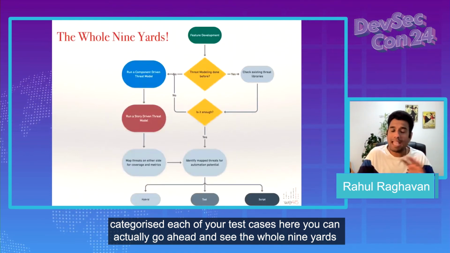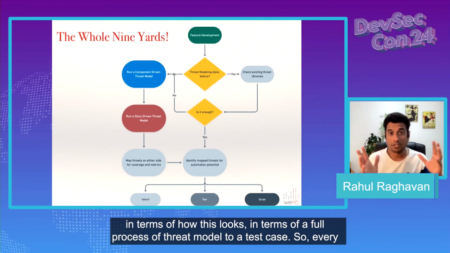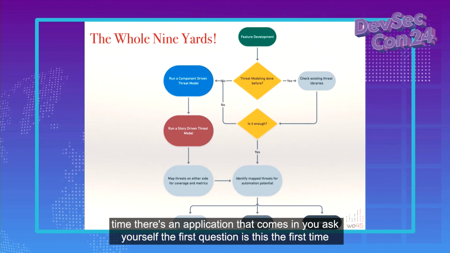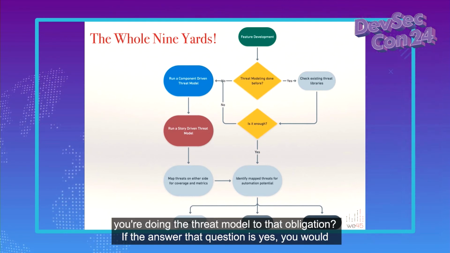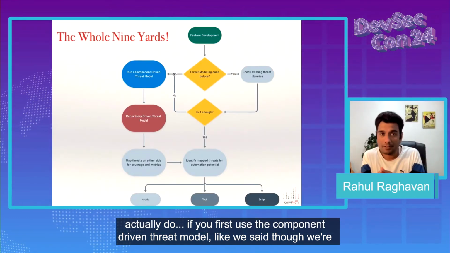ahead and see the whole nine yards in terms of how this looks, in terms of a full process from threat model to a test case. So every time there's an application that comes in, you ask yourself the first question: is this the first time you're doing a threat model on that application? If the answer to that question is yes, you would first use the component-driven threat model.